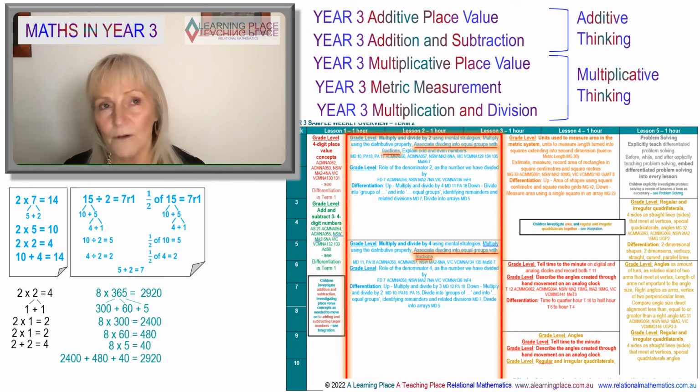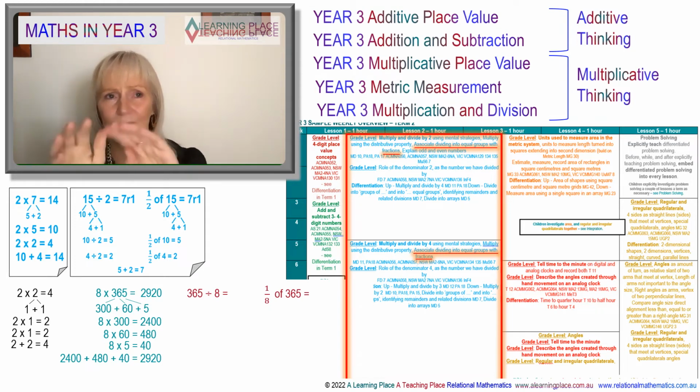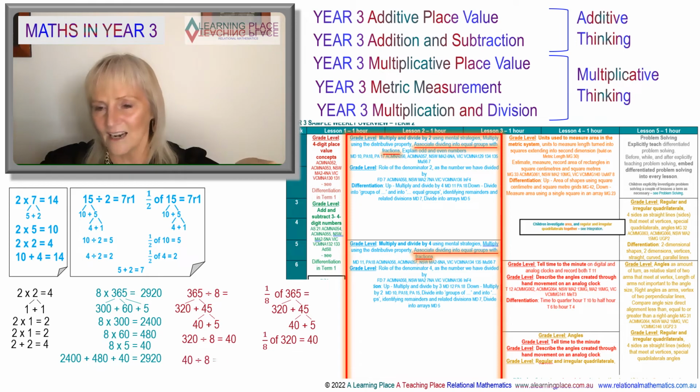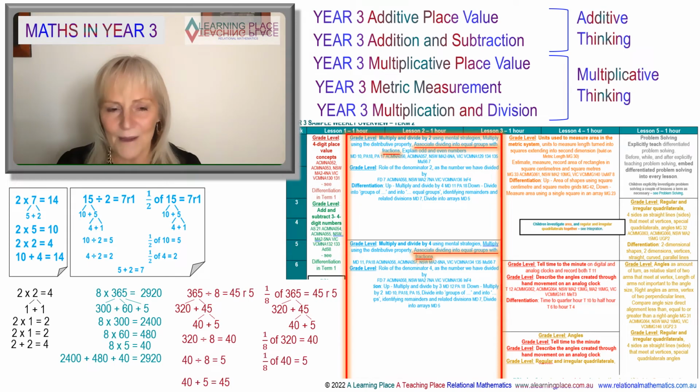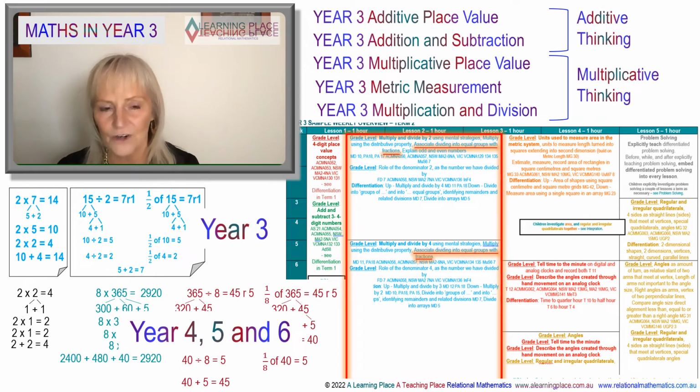You can divide. If I was going to do 365 divided by 8, I don't need an algorithm. If I'm dividing by 8, I know that 360 is 320 plus 40. So I can partition 365 into 320 plus 45. And I already know that 320 divided by 8 is the same as 32 divided by 8 times 10. This really deep understanding of multiplying and dividing happens across year 3 and 4. So it's much deeper than just learning tables.